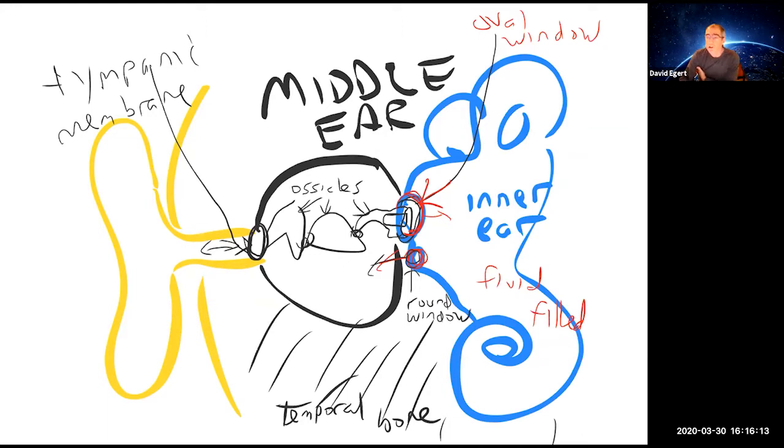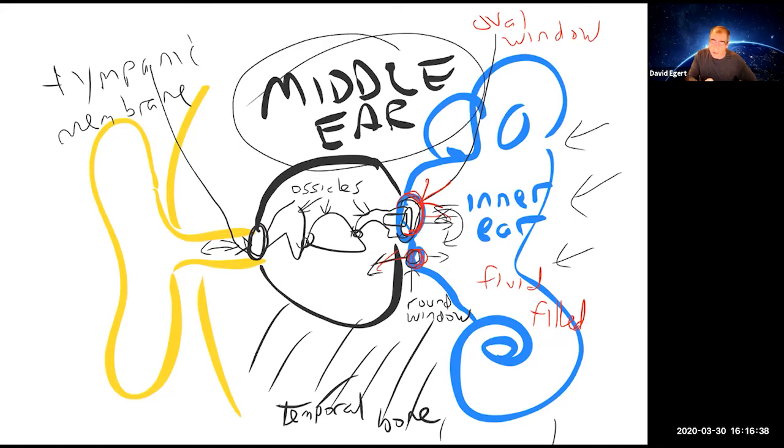Right? So if you push in on the oval window, the round window will pooch out a bit. If you're pulling back on the oval window, the round window will suck in a little bit. So as you push and pull on the oval window, you're going to be creating these waves in the fluid of the inner ear. We're going to come back to the inner ear in a few moments, but let's keep our attention in the middle ear just for a few moments.